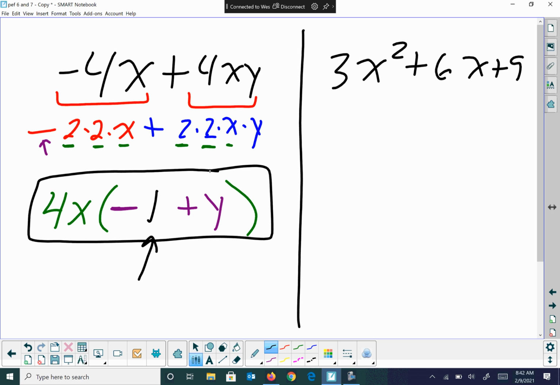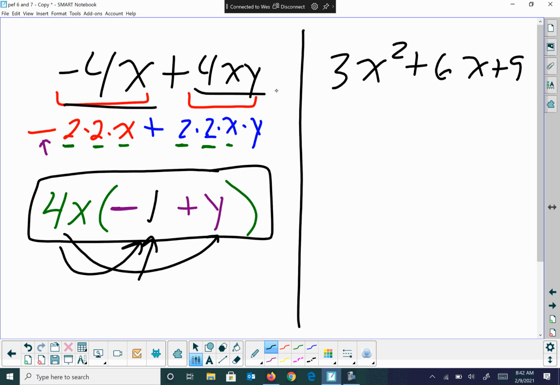So let's double check to make sure that we did this right. If I distributed 4x times negative 1, do I get negative 4x? Yep. If I distribute 4x times y, do I get 4xy? Uh-huh. So the big trick on that one is make sure if everything factors out, you have to have a 1 as a placeholder.